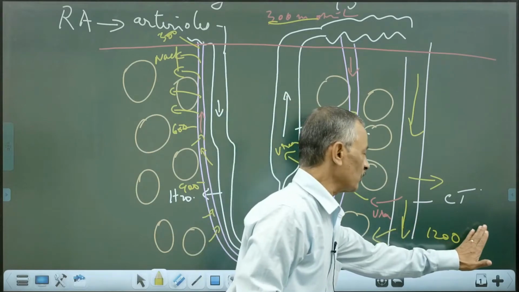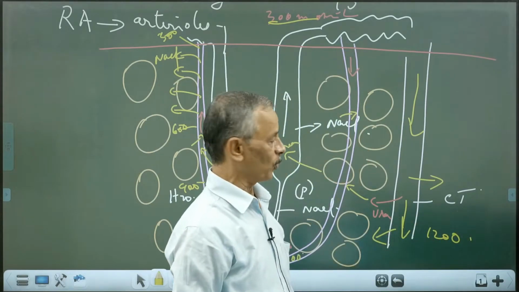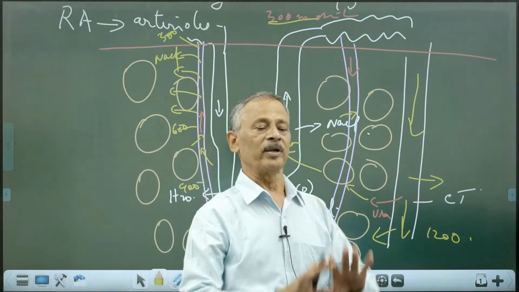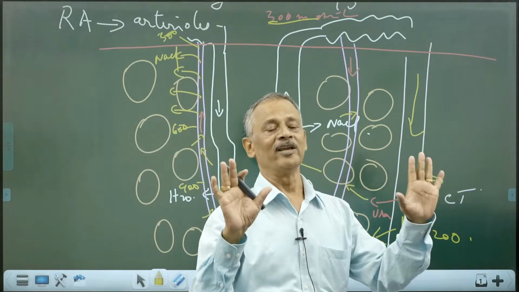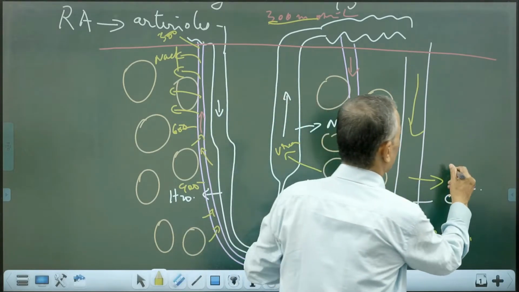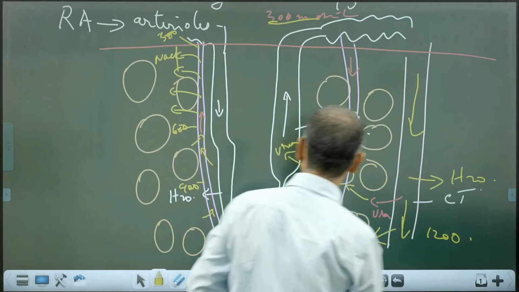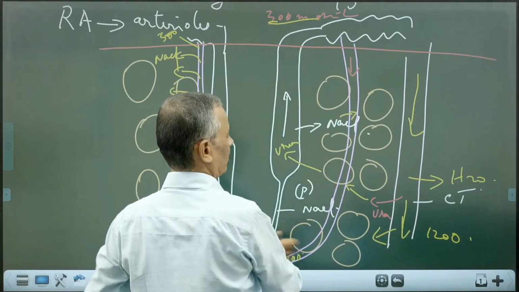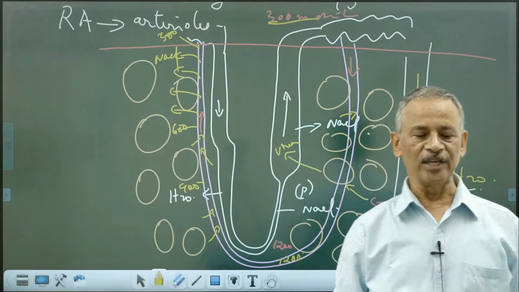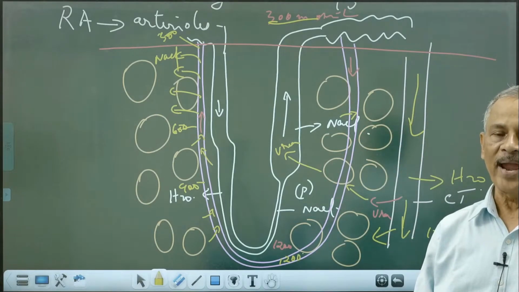So salt concentration outside is 1200 milliosmol. The concentration of the urine inside the CT also becomes 1200 milliosmol. So till it becomes equal, all the water is escaping, and this water is taken by the vasa recta. The blood is absorbing, taking all the water back.